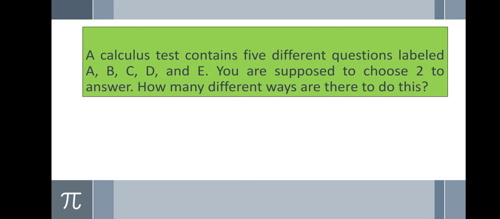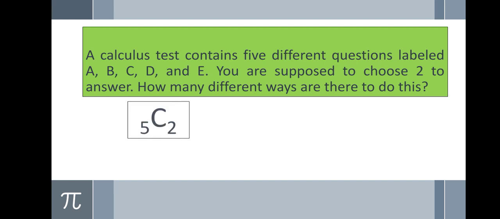A calculus test contains 5 different questions labeled A, B, C, D, and E. You are supposed to choose 2 to answer. How many different ways are there to do that? This is also an example of combination. If we're choosing 2, let's say AB, it is also the same as BA.